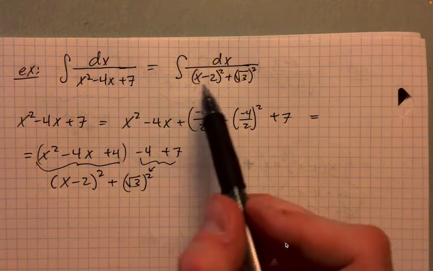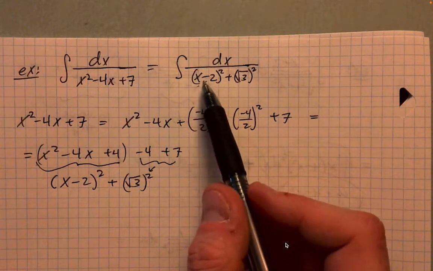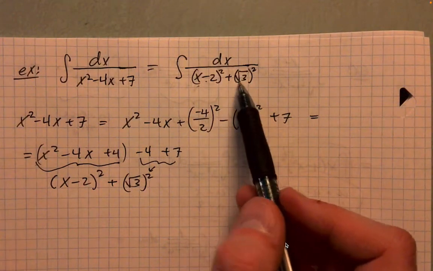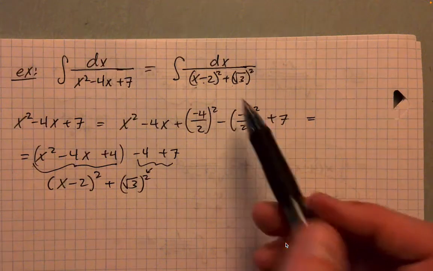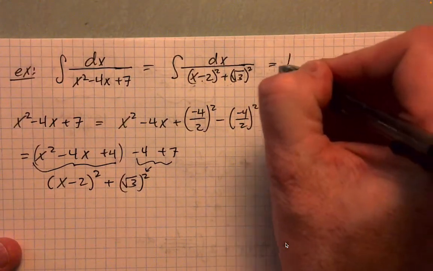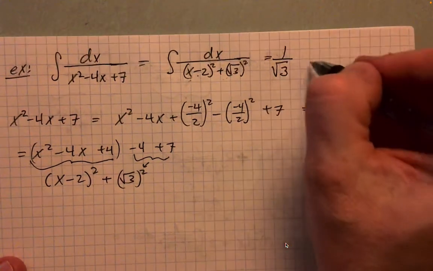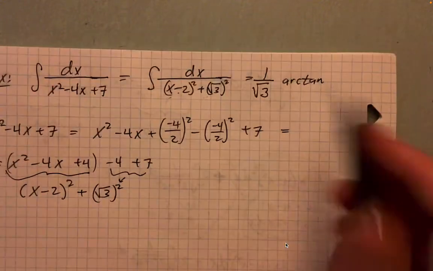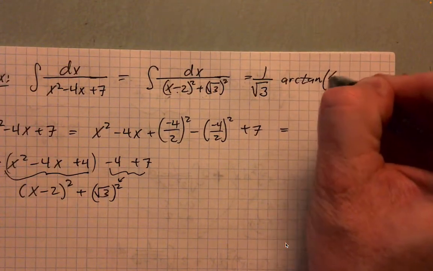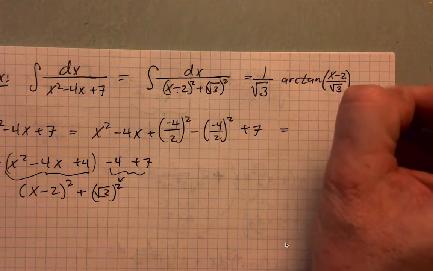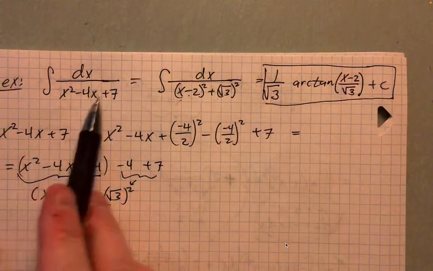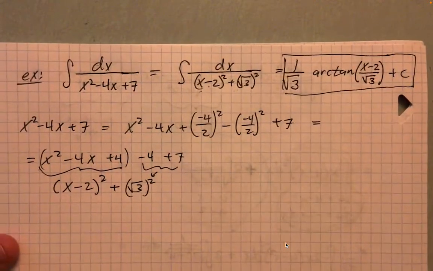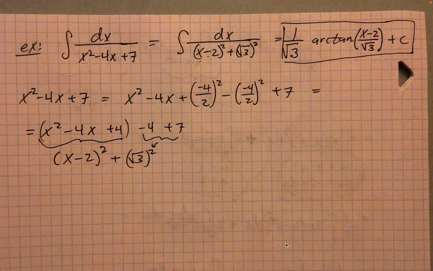Okay, and then when it's in that format, this is your u, right? And your du, of course, is just dx, right? So that's good. This is your a, and so this is going to be u squared plus a squared, which is the arctangent, right? And so this could be written as 1 divided by the square root of 3 times the arctangent of u over a, so it'd be x minus 2 divided by the square root of 3. Okay, so when you integrate this function here, this is what you get. This is the form of the solution there. All right, so that's that one.